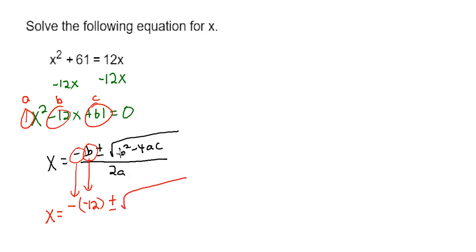Be careful here also. b is negative 12, and that is going to get squared. That whole thing, the negative and the 12, will get squared. Minus 4 times a, which is 1, times c, which is 61. The whole thing over 2 times a, which is 1. So again, it's really amazing. That's our solution, right? We take those three numbers, we plug them into our formula, and immediately we have the solution to our equation. But we need to simplify this solution because it's a big mess.